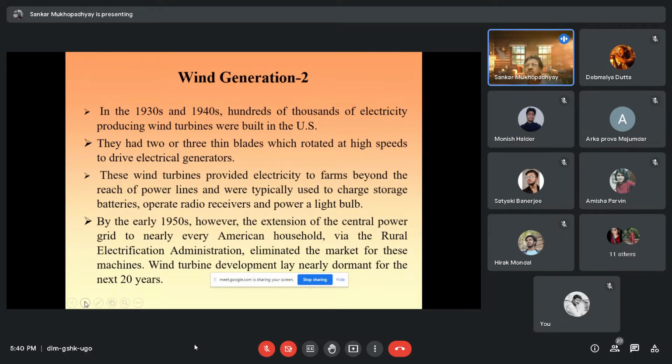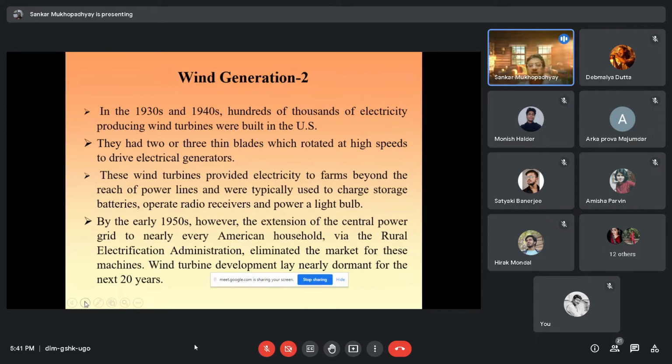Some turbines used to get lesser wind speed, and some turbines used to get higher wind speed. So as a whole, the amount of current or voltage required to run those machines was reasonably good. By early 1950, however, the central power grid was extended. So when the power grid was extended, there was not much need of this distributed generation. So they were clubbed or plugged together with the primary network.